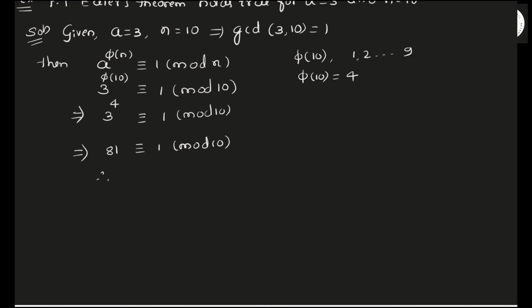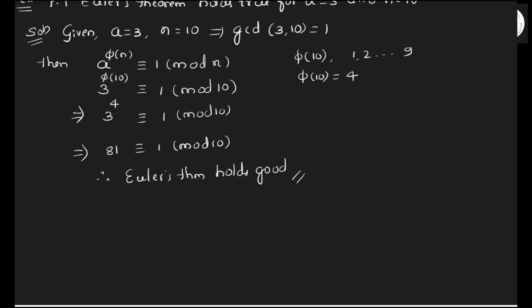This implies what? Therefore, you can conclude that Euler's theorem holds good for a equal to 3 and n equal to 10. This is how to check Euler's theorem.